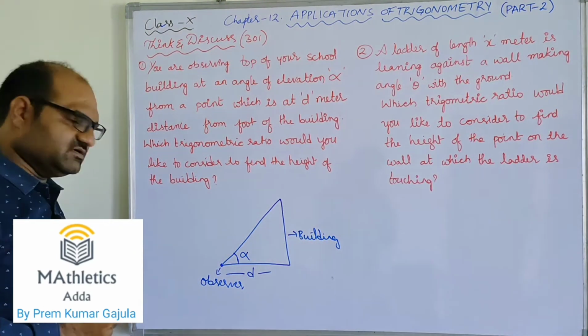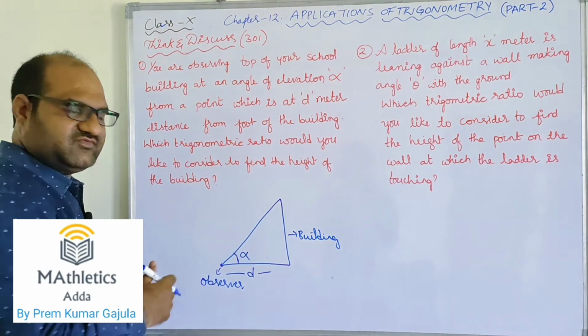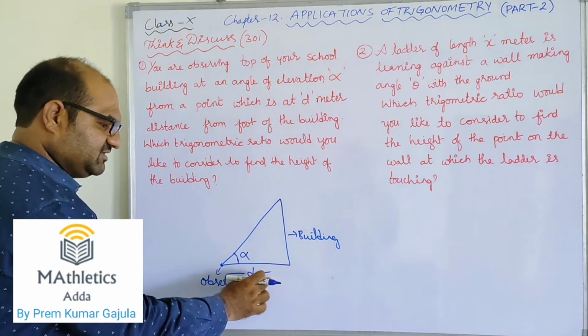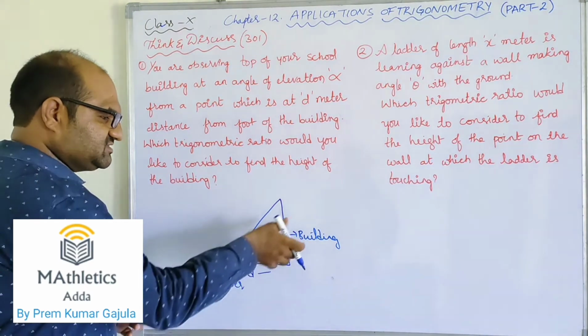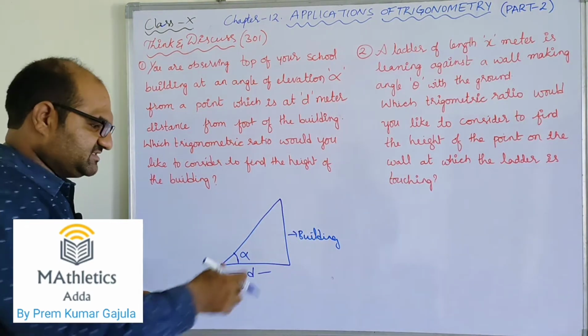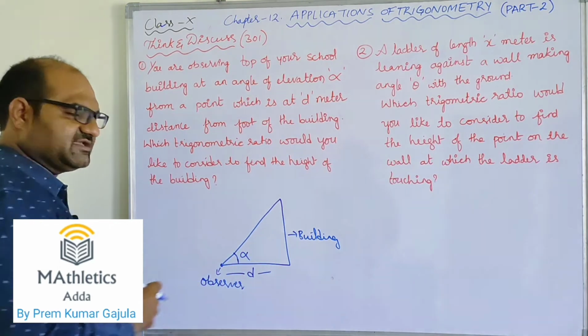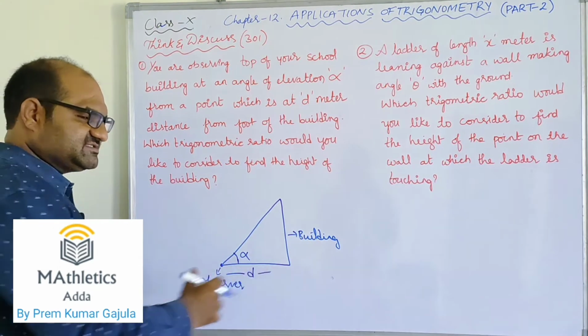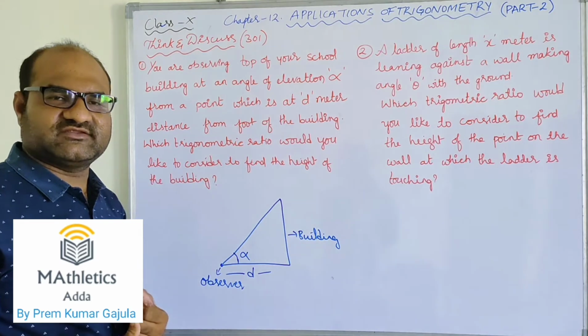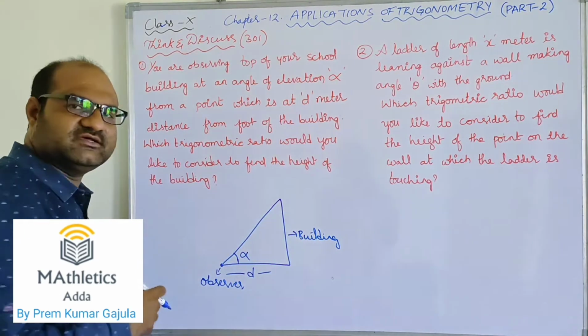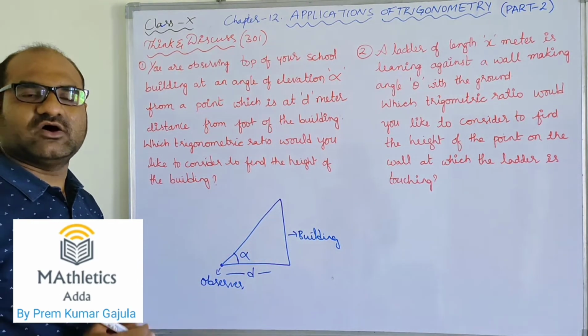So do we have any building height? We don't. Okay, but we have the d value here and the angle value here. So by using this, and this is actually the opposite side of this angle, and this is the adjacent side of this angle. So opposite and adjacent. Which trigonometric ratio is there with the combination of opposite side and adjacent side? Tan theta or cot theta.